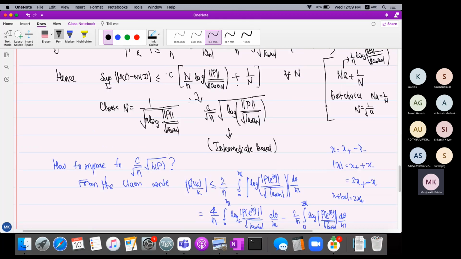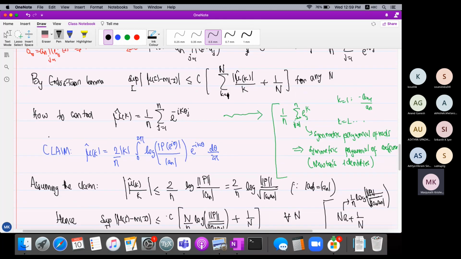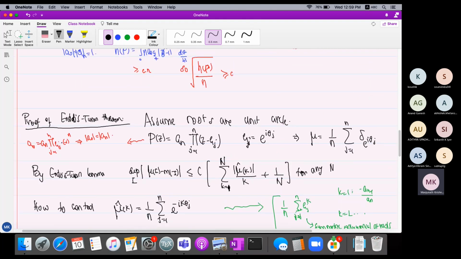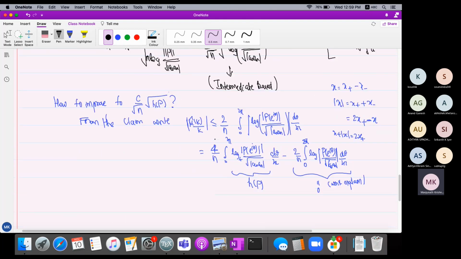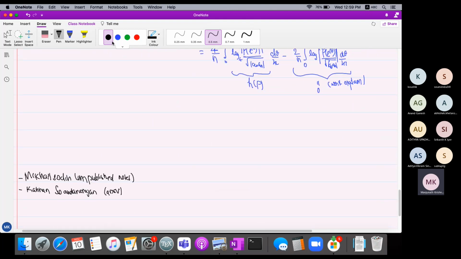Okay. So two things remain: how to prove the claim and how to go for the general case. I have only 1 minute. Maybe I will just take an extra minute and finish off how to do the general case. So I still need to prove the claim. What if roots don't lie on the unit circle?